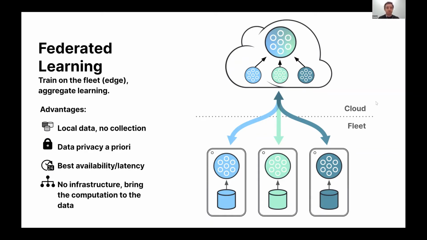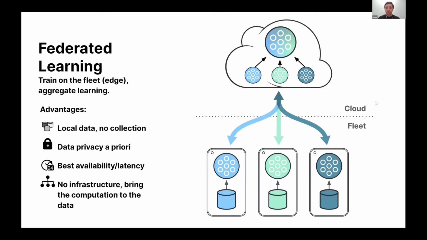This has some obvious benefits. We don't need any big data infrastructure in the cloud. We just need infrastructure to send and receive these models, which is much simpler than the big data infrastructure to handle all of the data sets.